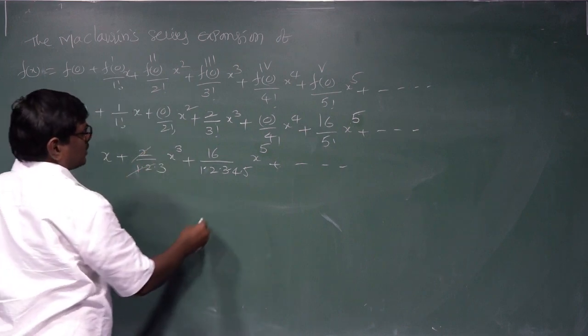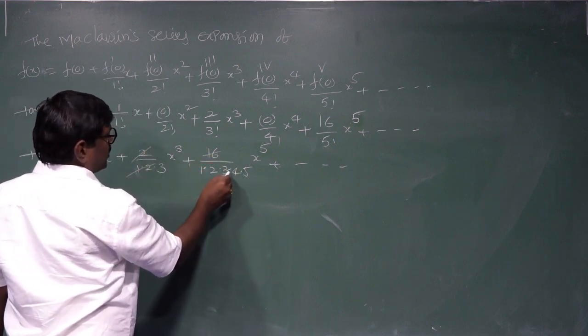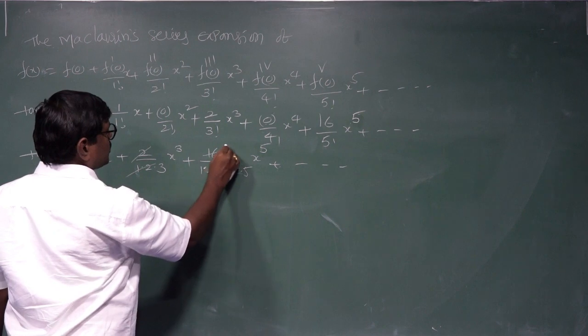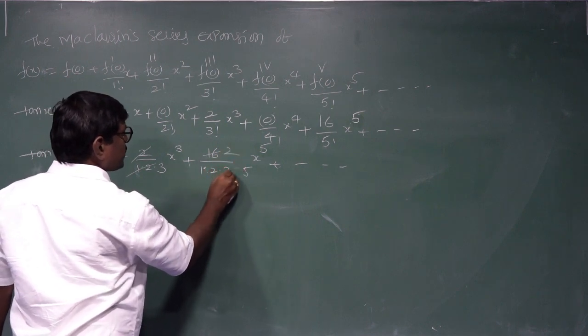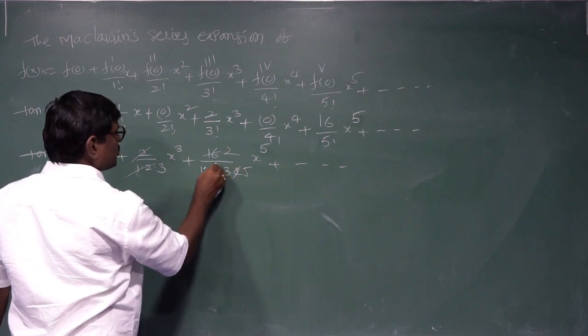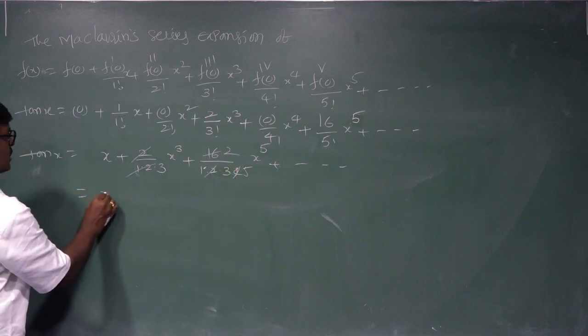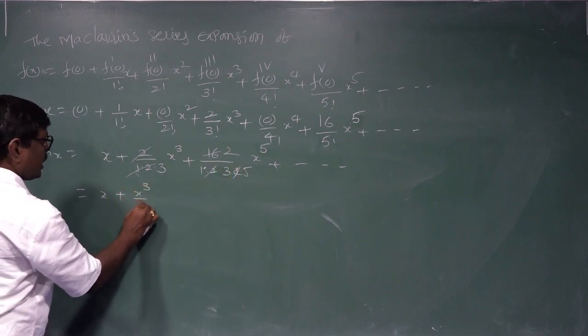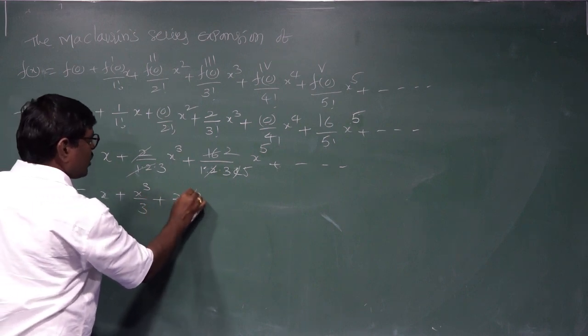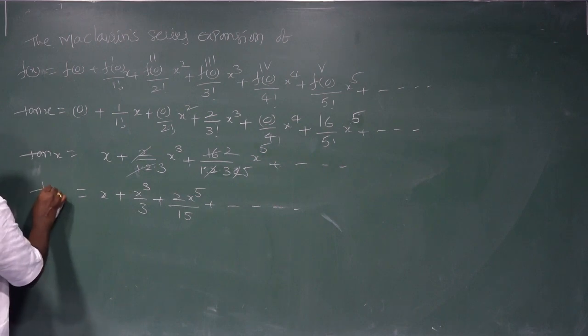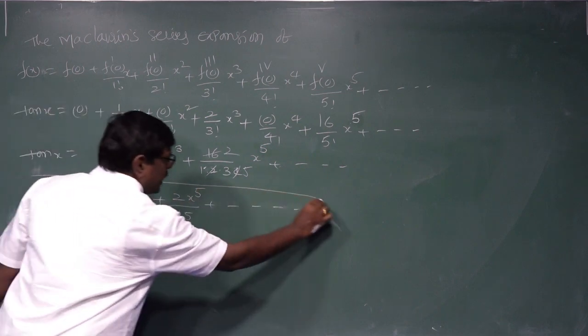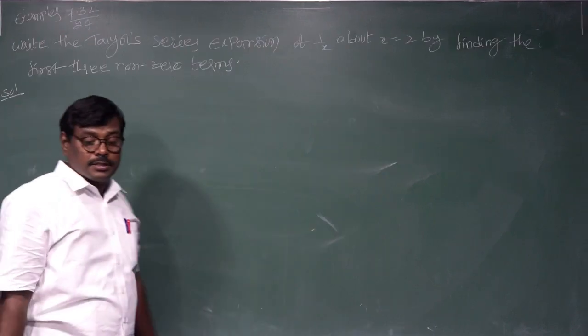These 2 cancel, and this gives 15 and 8. This 2 into 3 into 4 is 24. So we get x plus x cube by 3 plus 2 x power 5 by 15 plus and so on. This is the tan x expansion, students.